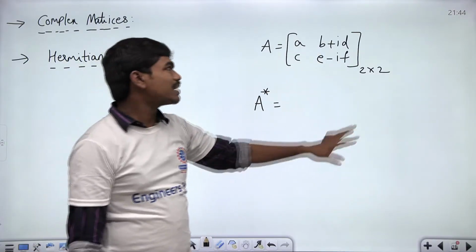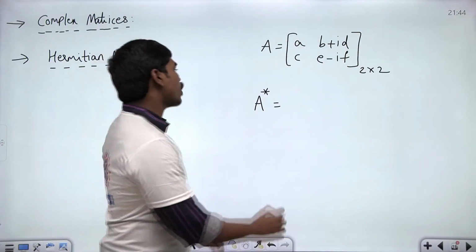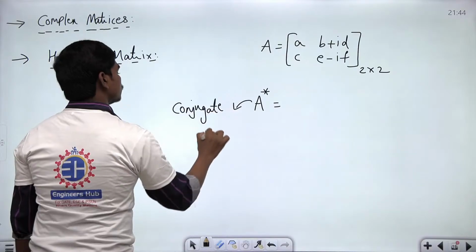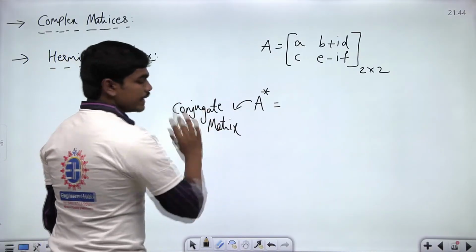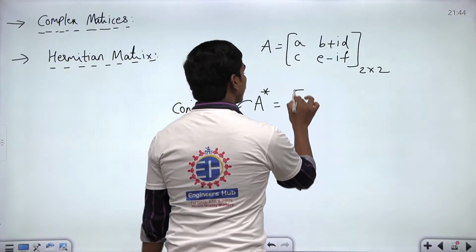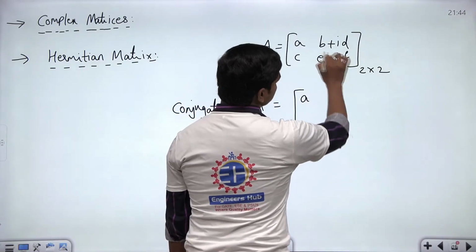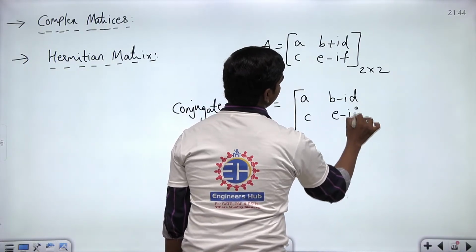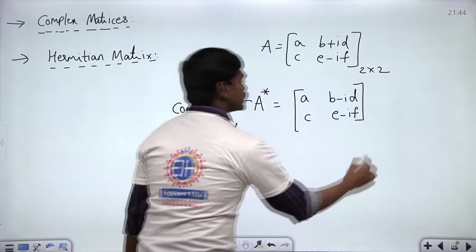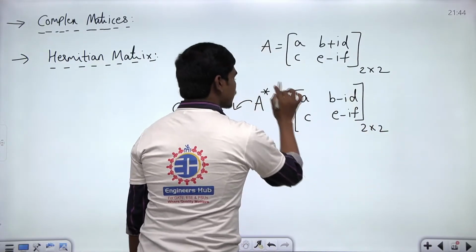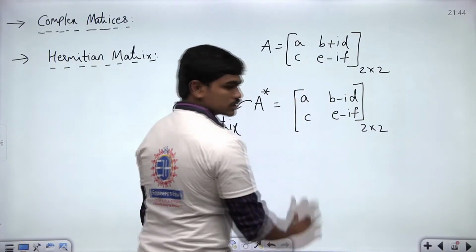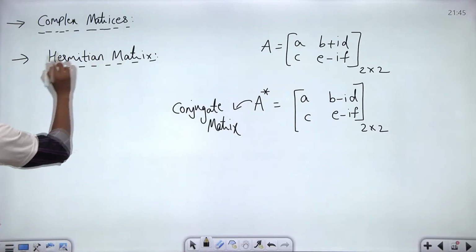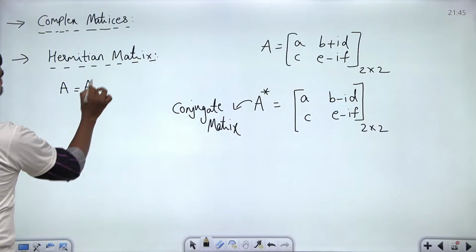So if you have some complex entities within the matrix, then this complex conjugate matrix, or you can call it the conjugate matrix, is denoted by A star, and this denotes the complex conjugates of the complex entities, C, E minus iF. This is what you define as A star, and since this matrix involves the conjugates of the complex numbers in the actual matrix, it is called the conjugate matrix. And in a Hermitian matrix, A is equal to A star.